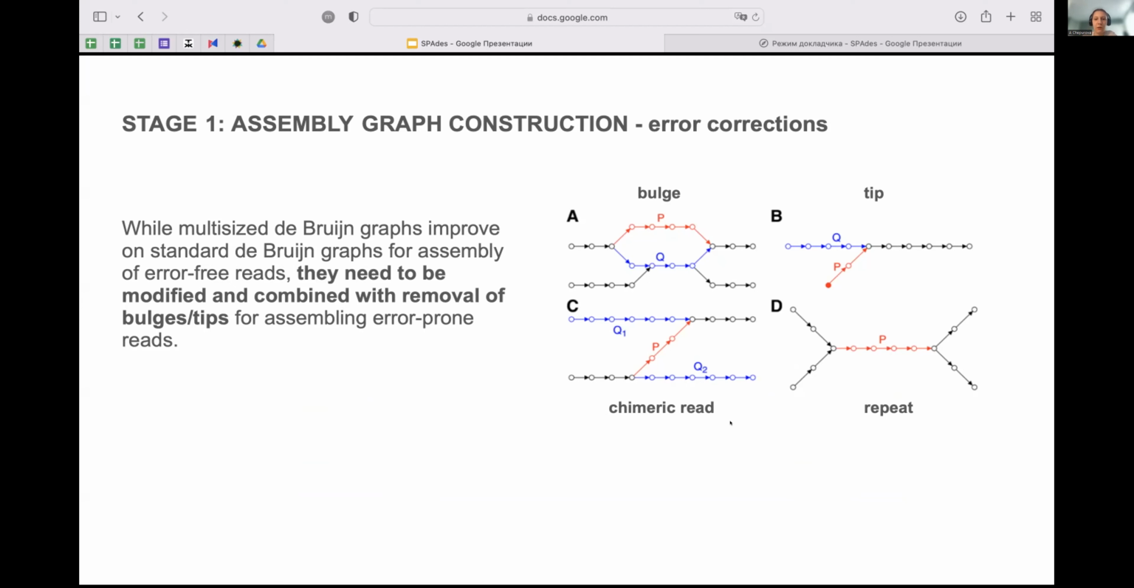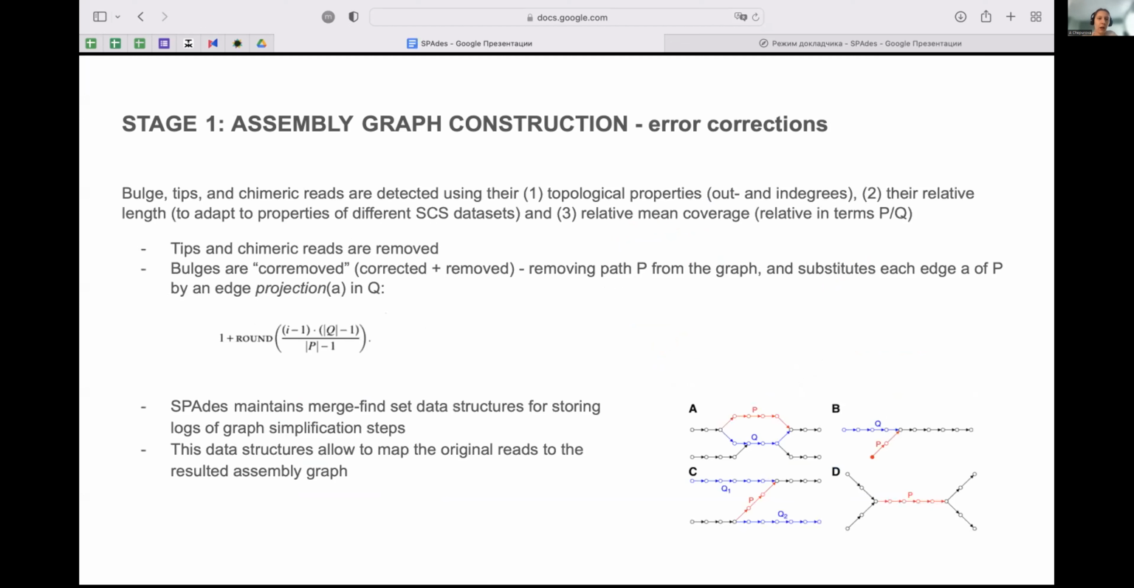Also, there are chimeric reads. It's also a case of alternative paths, but with different topological conditions, and repeats are another example of errors. Bulges, tips and chimeric reads are detected in the SPAdes algorithm using topological properties, for example, out and in degrees, as I described, and their relative lengths to adapt to properties of different single-cell datasets, and relative mean coverage.